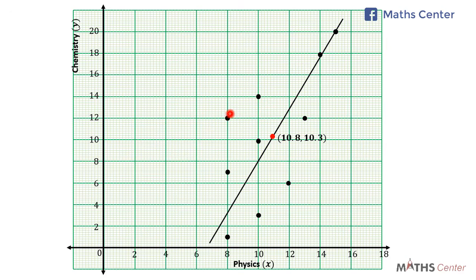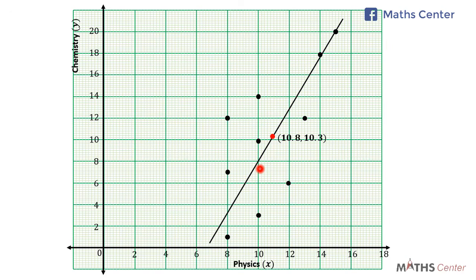I have 1, 2, 3, 4 points above it, and below it I have 1, 2, 3, 4. So you see I have the same number of points above it and the same number of points below it. Whenever you are drawing the line of best fit by inspection, you have to make sure that as many points as possible fall on it. Here I have 2 of the data points falling on it, and then I have 4 of the data points above it and 4 of the data points below it.